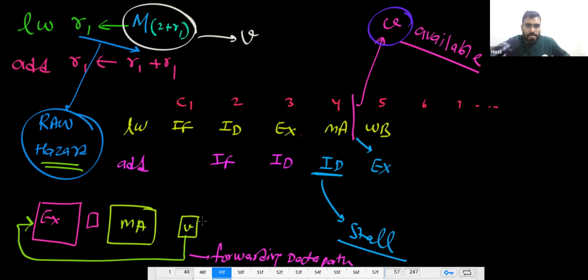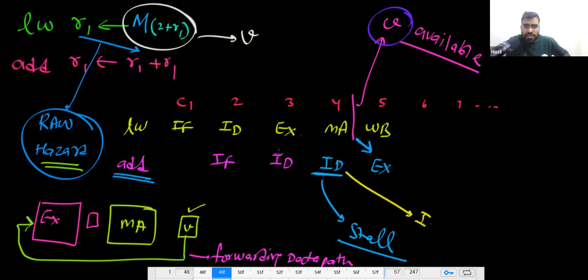Did you understand this data part? Here the value is available. The value V is available here, so we can forward this to the execution stage. From here, the value will go here. This value you can forward here. So tell me, is the add instruction reading the wrong value? Yes, it is reading the wrong value, but it is calculating on the right value.